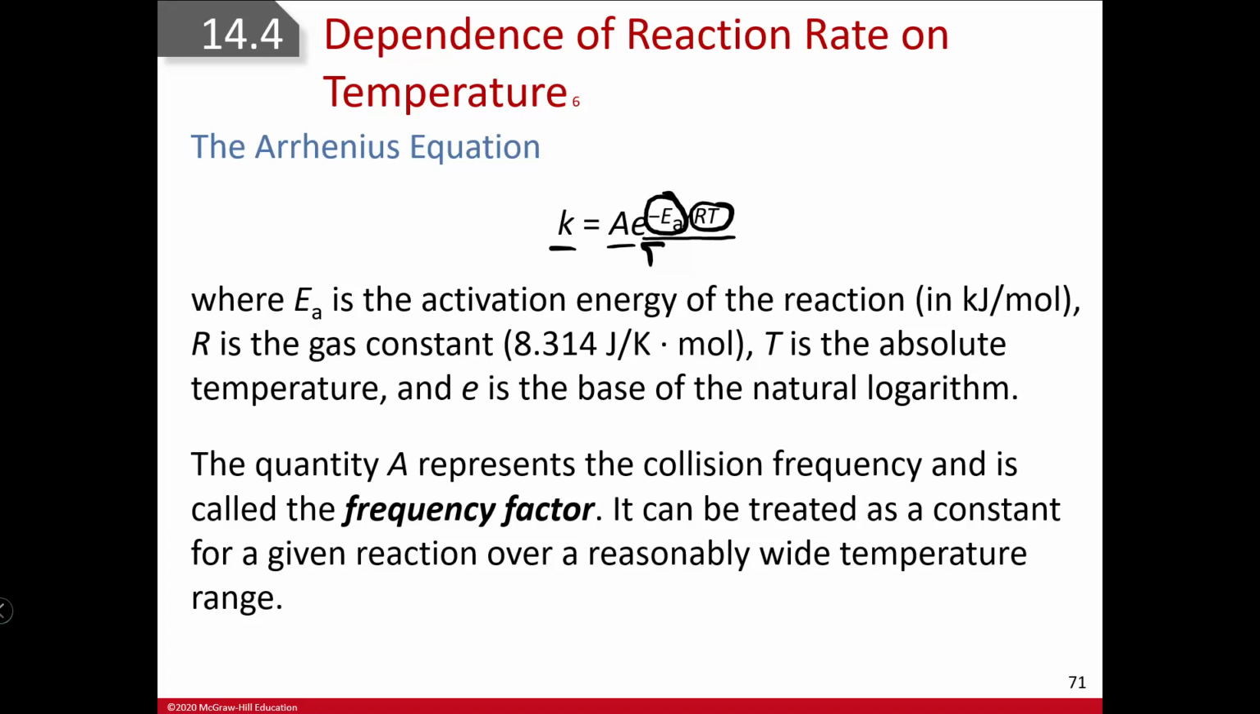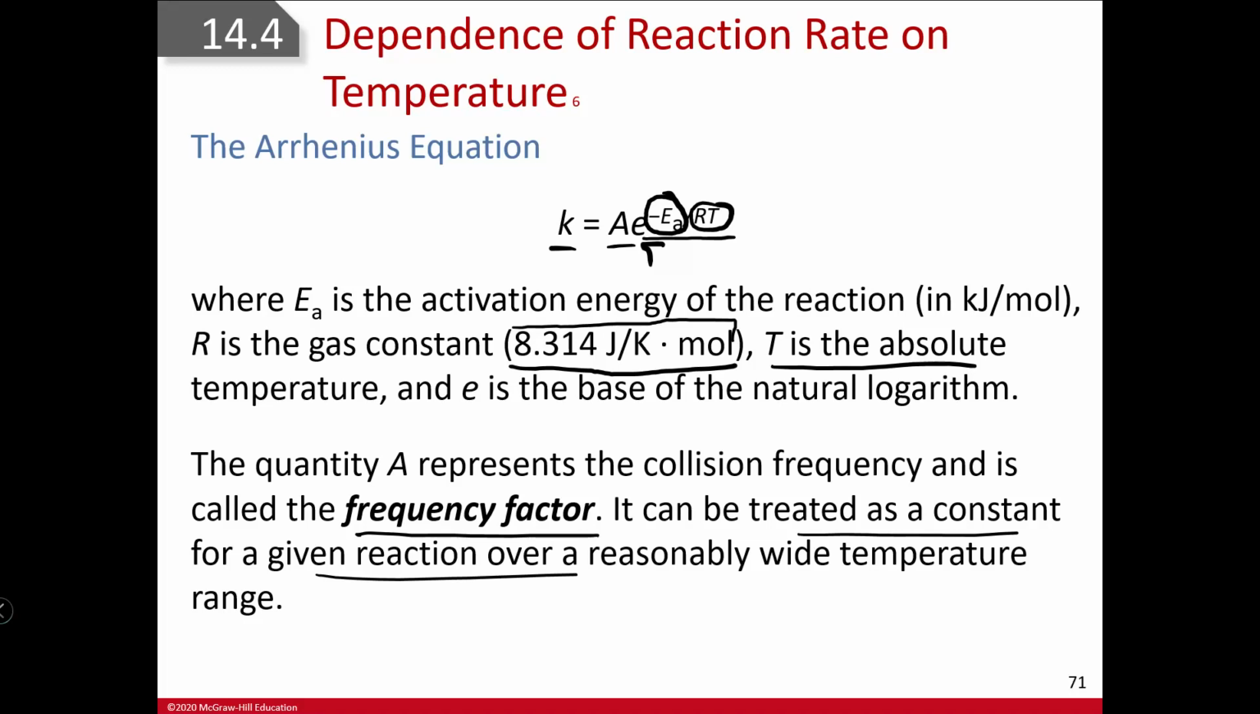Now we know R, but the R we're going to use here is not the 0.08206. We're talking about energy, so we're going to be using this R, and you'll need to memorize that. The gas constant that we're going to be using to talk about Arrhenius' equation is joules per Kelvin mole, not liter atmospheres per mole Kelvin. T is the absolute temperature, just like before. Again, A is the collision frequency factor. It's treated as a constant given for a given reaction over a reasonably wide temperature range.